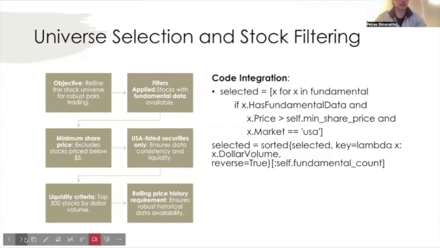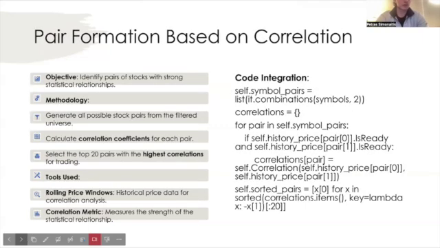With the universe in place, we form pairs by calculating correlations. On securities changed, whenever securities are added or removed from the universe, we update self.history_price accordingly. We create all possible pairs from the currently selected symbols. For each pair, we compute a correlation using a custom function, correlation, which normalizes each price series against its latest price. We store the correlation values in a dictionary, then pick the top 20 most highly correlated pairs. These pairs get saved into self.sorted_pairs.